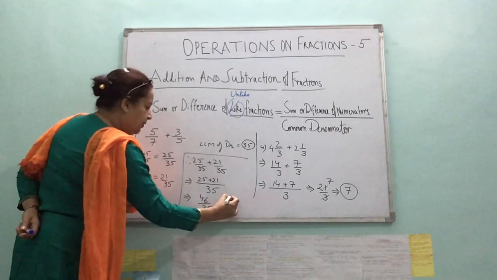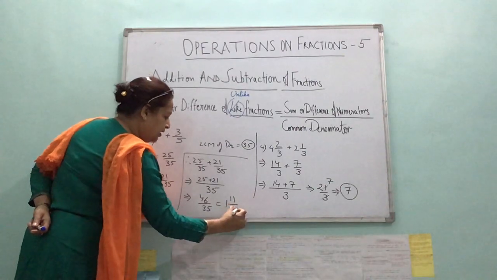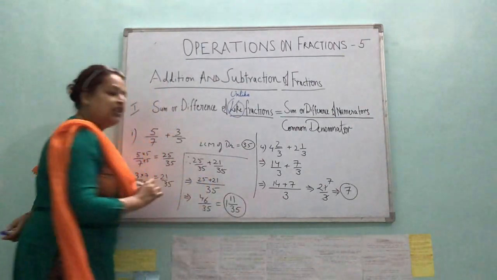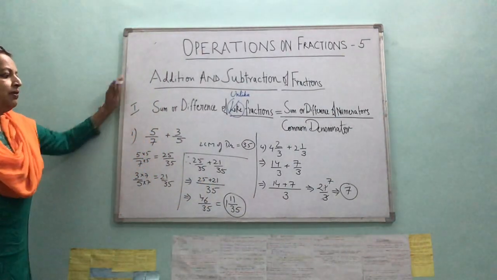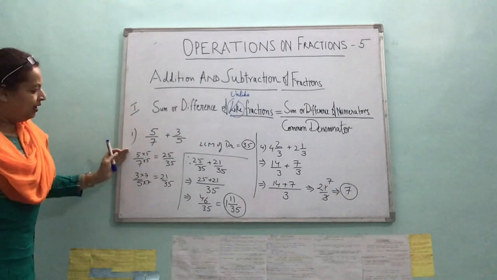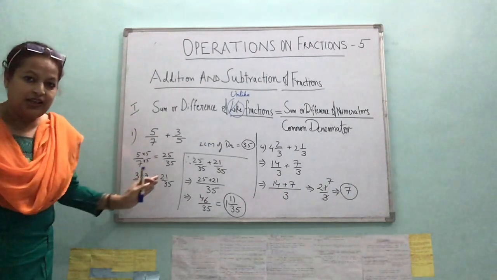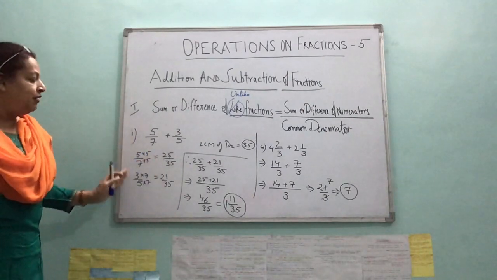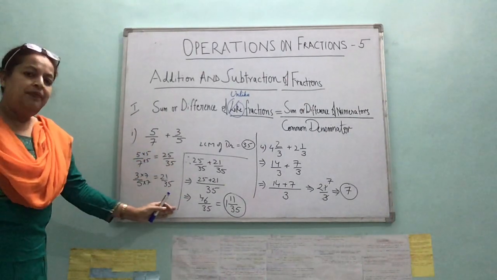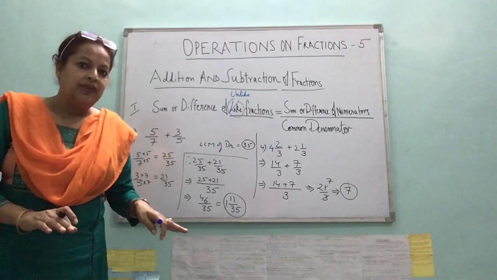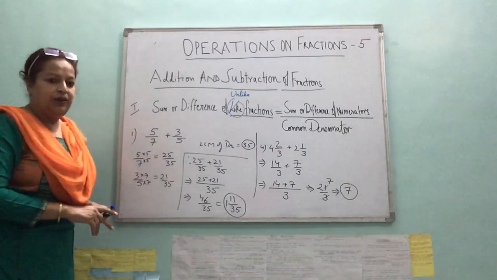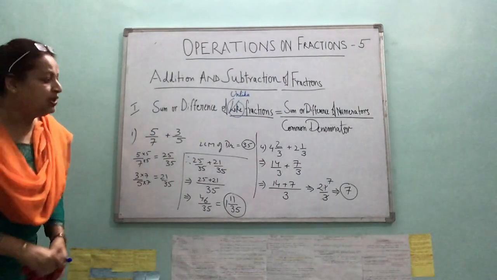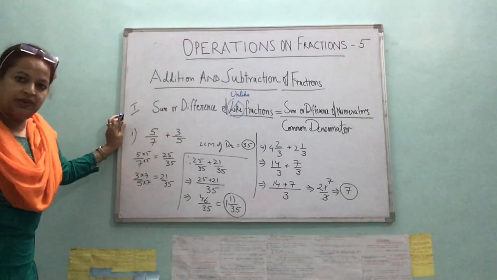So one time 11 by 35. This would be our answer. Well, here I am doing it separately, that is I am converting it into its equivalent like fractions and then adding up. There is a shortcut method also, and that method will be following in our questions which we will be doing. So this is one method.